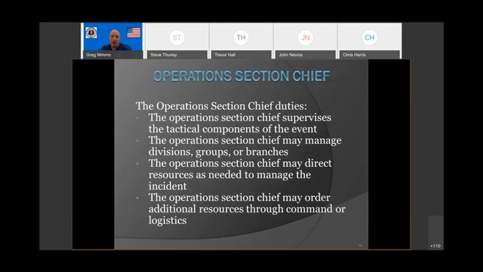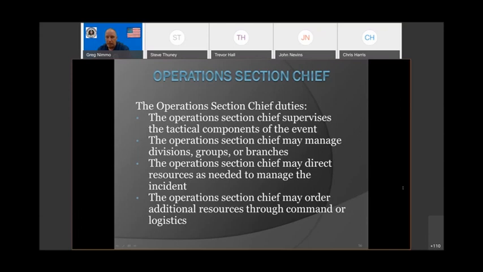So we're going to talk about the operations section chief duties, what the duties this person holds. The operations section chief advises of tactical components. What this is, is that you're the commander of the tactics side of this operation in the event. So what we want to do then is have a plan in place that is easily managed and easily understood by all the people involved. So this is your task. This is your stuff, your tactics that you've got to get done.